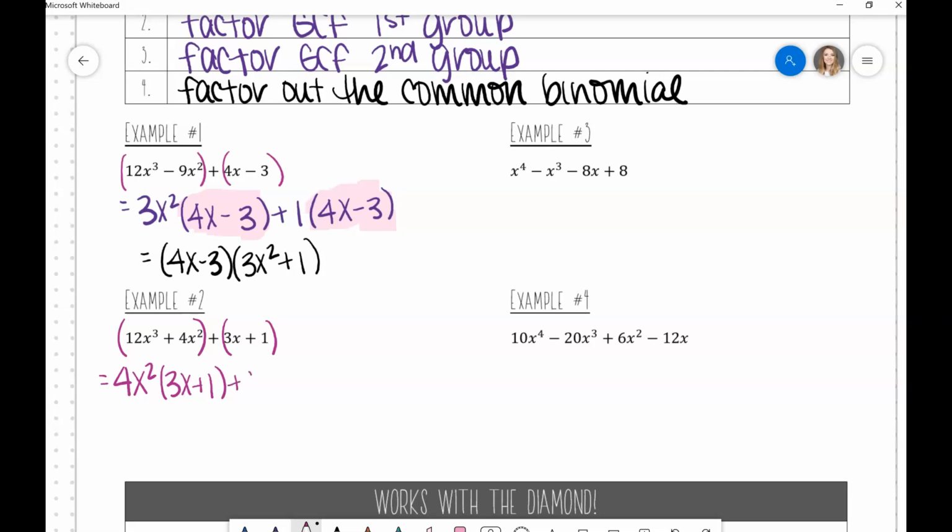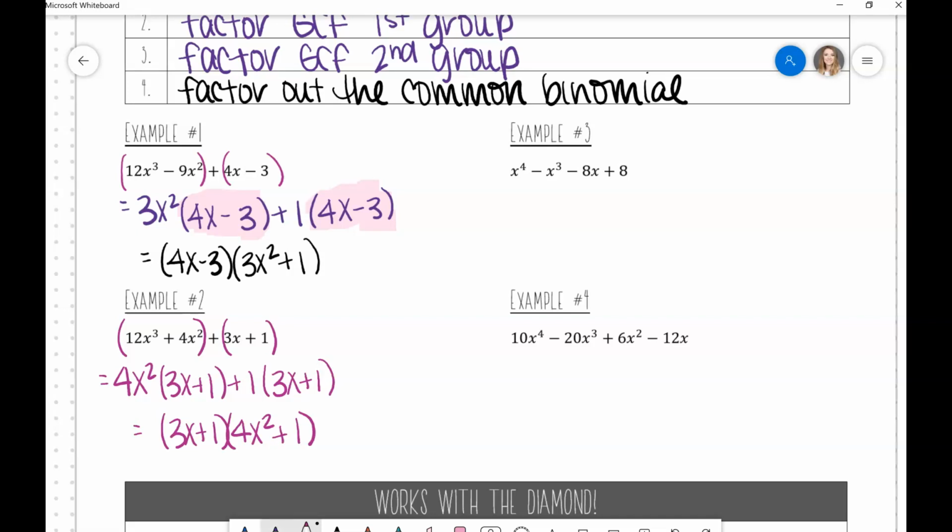There is not a common factor other than 1 for us to take out. You know that you did it right if you're left with a common binomial. So we can pull that common binomial out. What I'm left with from my first term is 4x squared, and then we have a plus 1.